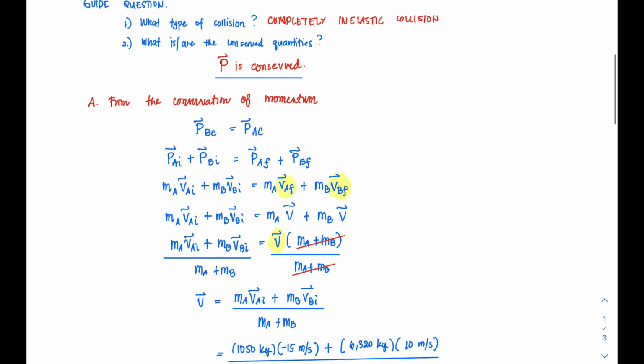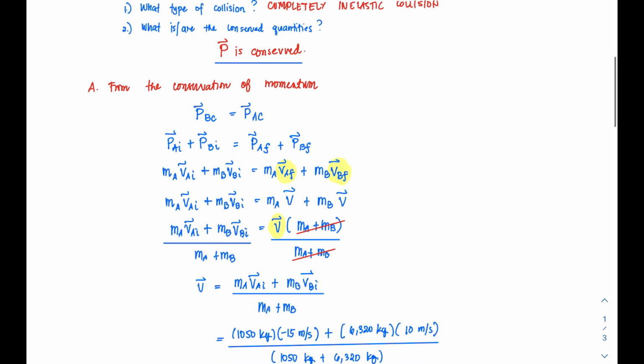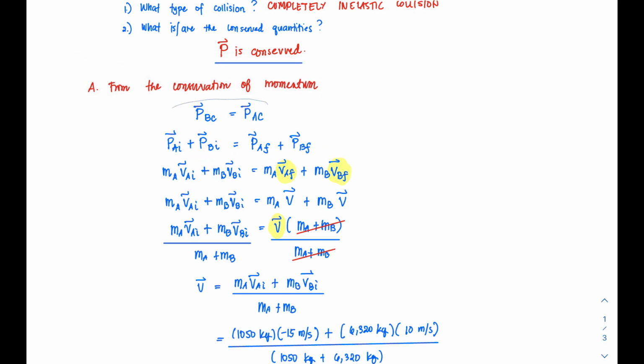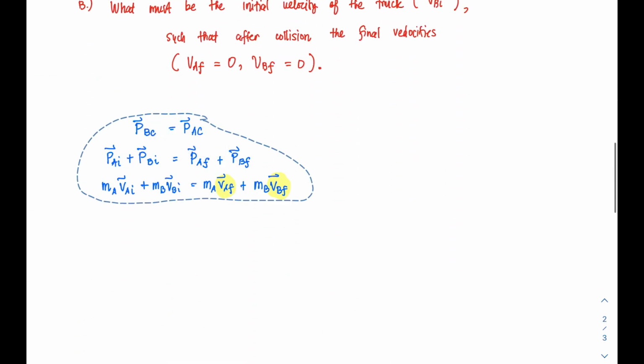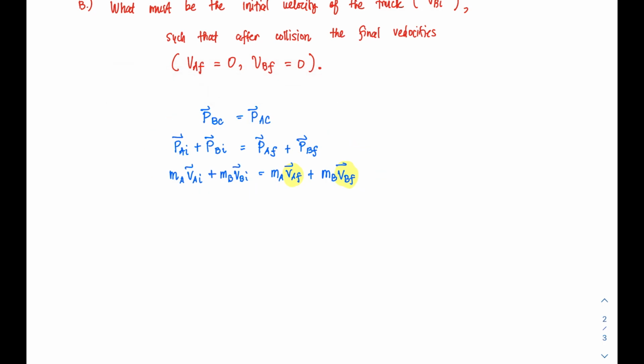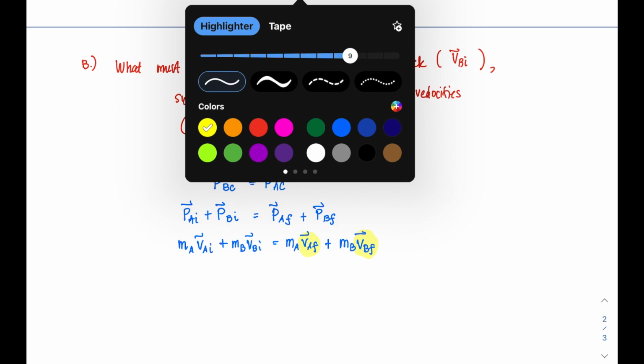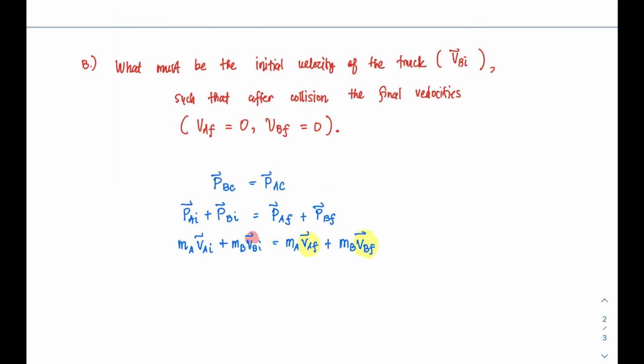Now, of course, the only conserved quantity is momentum, so the only equation that you will use is still the same equation as above. I'm just going to copy this one because, as I've said, it is the same equation that we are going to use. Alright, so from here, I'm going to highlight in red the one that you are looking for. You are looking for the VBI, as you can see here.